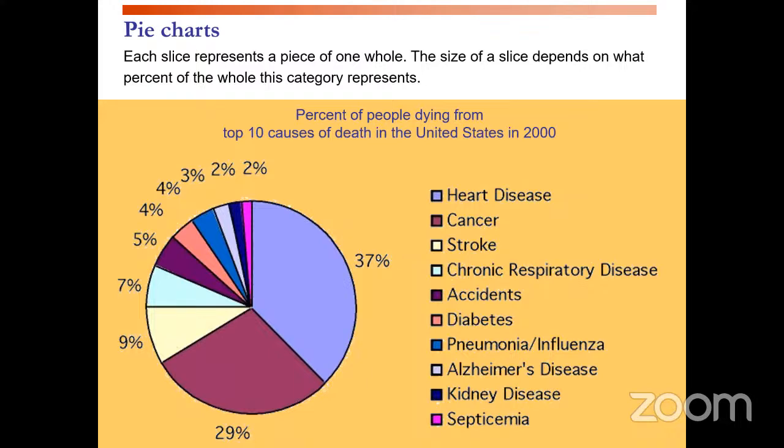where each slice represents a piece of one whole, and the size of the slice depends on the percentage of the whole for any specific category, right? So you can see, definitely we can easily understand here that heart disease, or the death due to heart disease, is much higher as compared to any other, right? Or we can also understand that cancer is the second highest, stroke is the third highest, and so on and so forth.